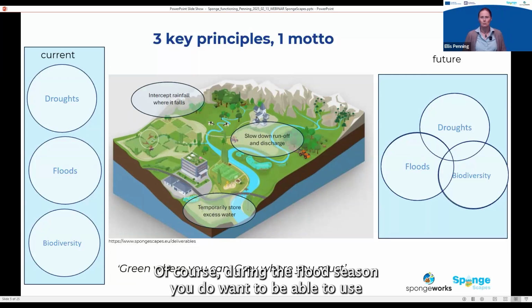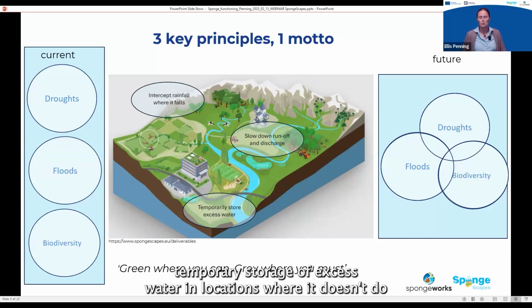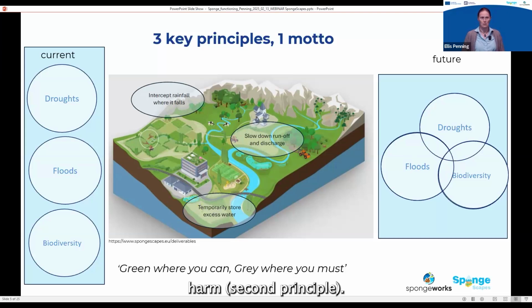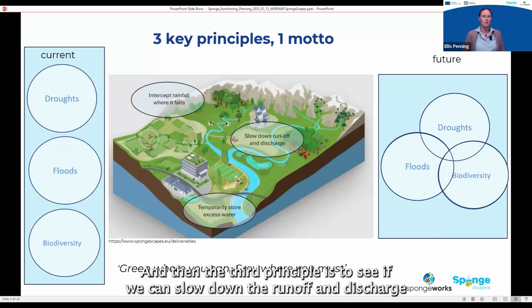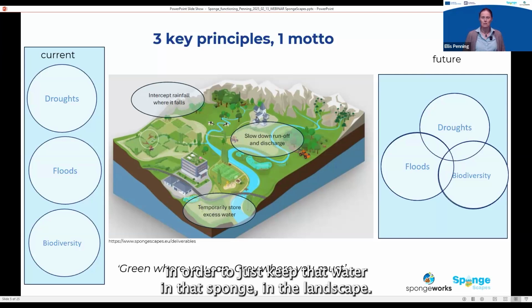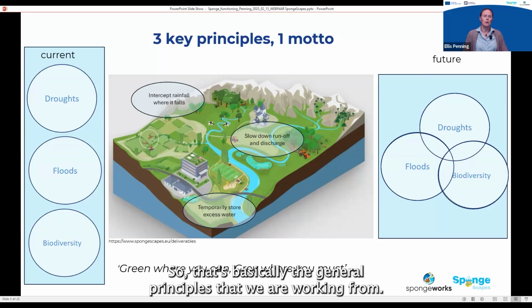Of course, during the flood season, you do want to be able to also temporarily store excess water in locations where it doesn't do harm. And then the third one is also to see, can we slow down the runoff and discharge in order to just keep that water in that sponge, in the landscape, right? So that's basically the general principles that we are working from.